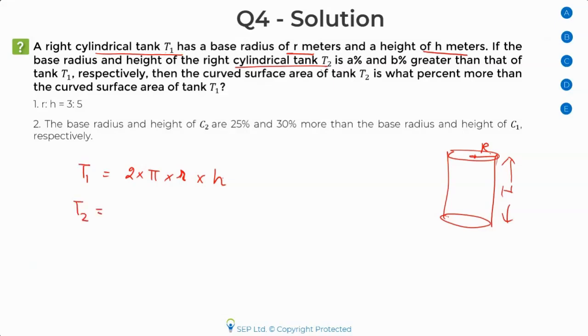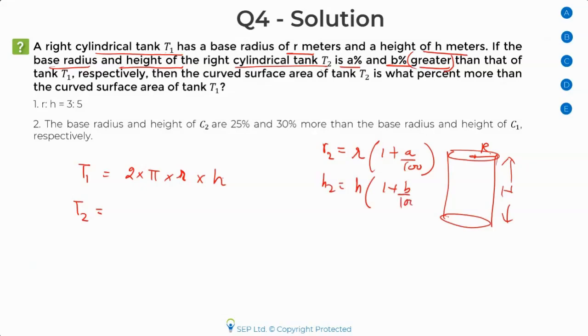In T2, the base and the height of the second cylindrical tank is A% and B% greater than T1. So that means it is more. Now here is the concept of percentage that you should be aware of. When I'm talking about greater, then that means the radius, if I write it as R2, would be R into 1 plus A by 100, because it's greater. The height H2 would be small h times 1 plus B by 100.